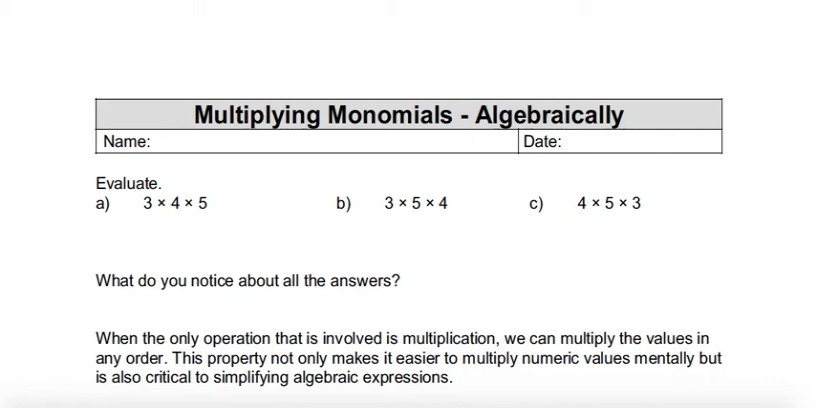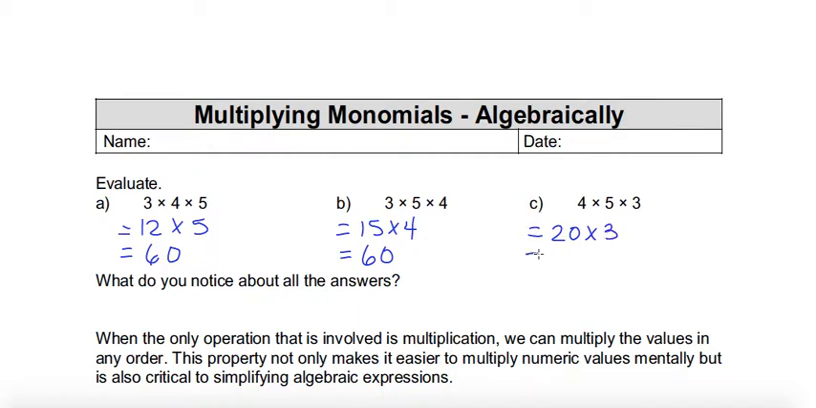Multiplying monomials algebraically. Let's evaluate some multiplication questions. So 3 times 4 is 12, and 12 times 5 is 60. For part B, 3 times 5 is 15, and 15 times 4 is 60. For part C, 4 times 5 is 20, and 20 times 3 is 60.